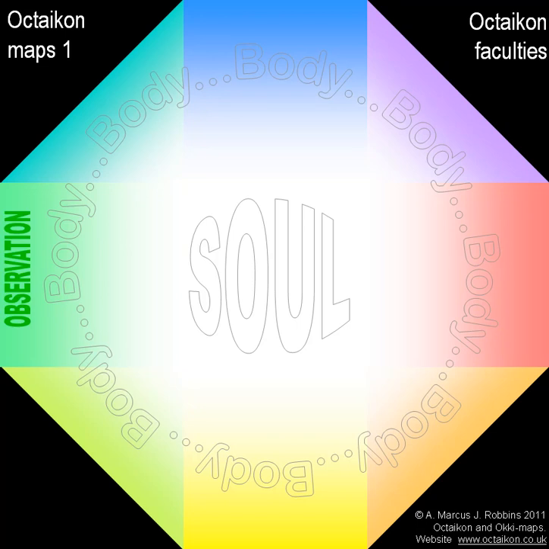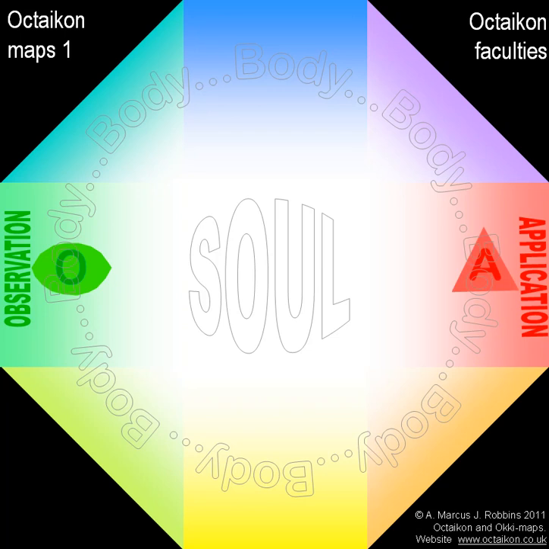Our observing faculty, symbolized by a leaf or an eye, is about taking in stuff via the senses, skin or mouth. This is paired with a faculty for application, used when we perform outward actions using our whole body. This is symbolized by a triangular warning sign.